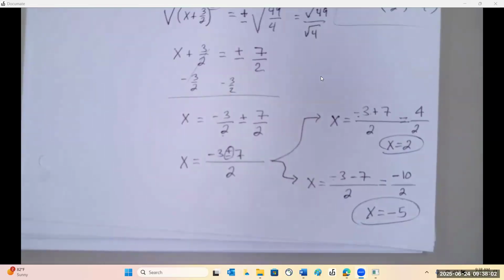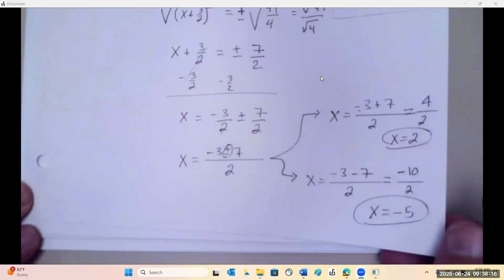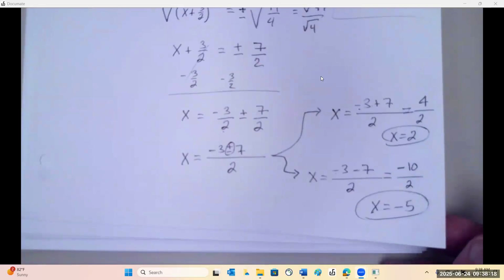But you see, it's very labor intensive. But it's always going to work. It's going to give you an answer. Whether it's imaginary or not, it doesn't matter. It's going to give you an answer. And the last method we're going to use is the quadratic formula. The same equation.